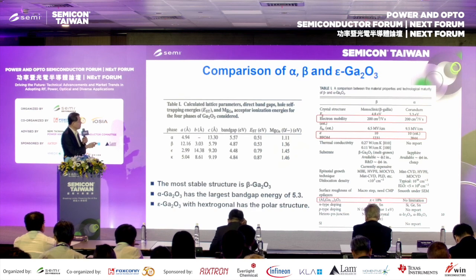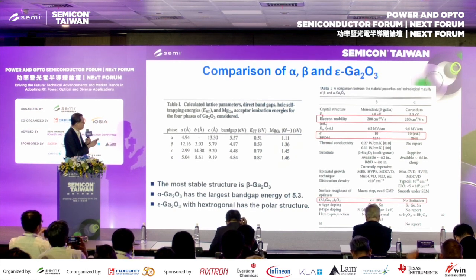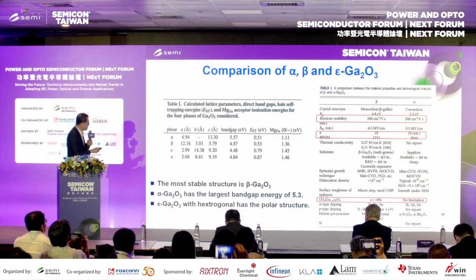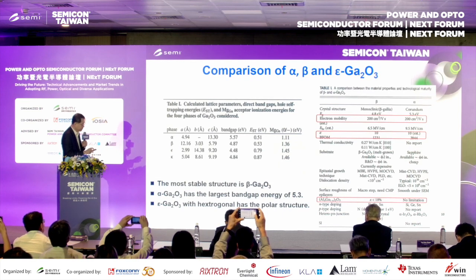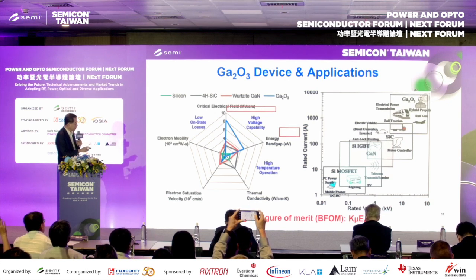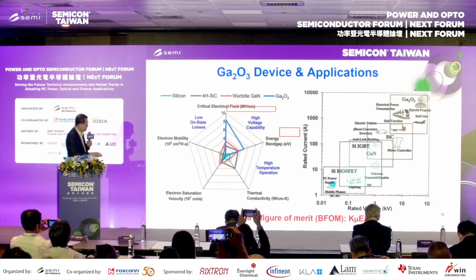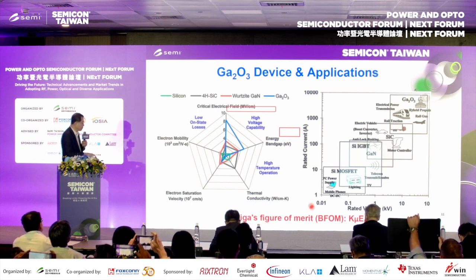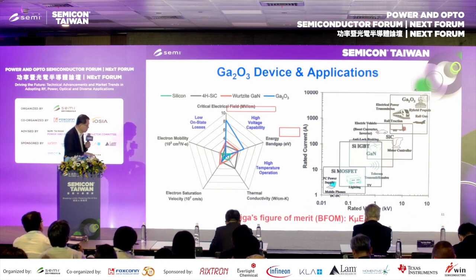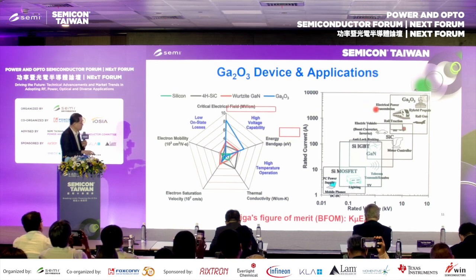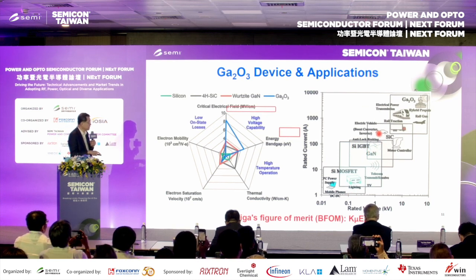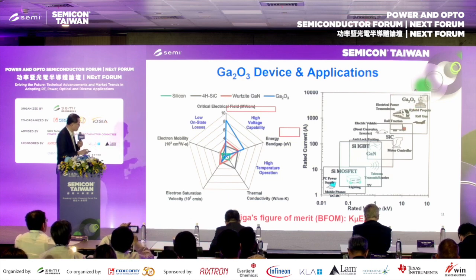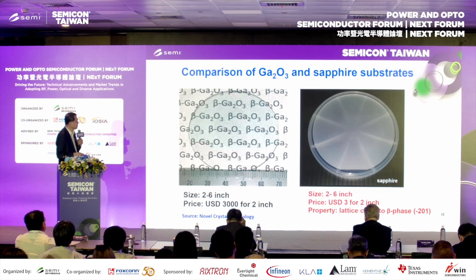These are the different phases: alpha, beta, epsilon. Different phases have different bandgaps. You can find the Bandgap figure of merit using this formula. Here we can see the silicon IGBT, silicon carbide, and gallium oxide. But right now, how do we achieve this?